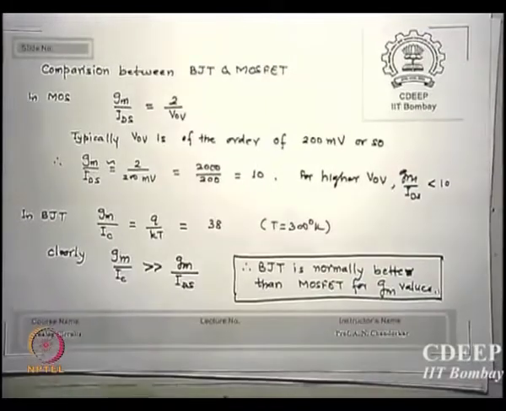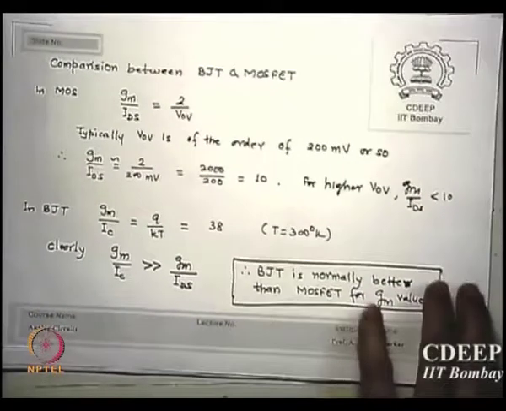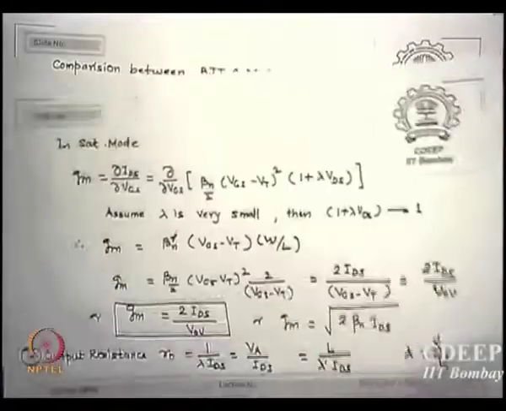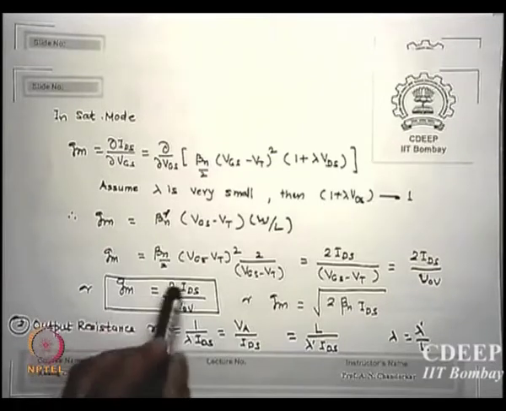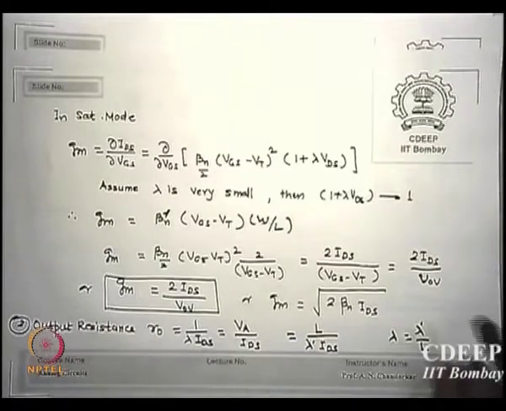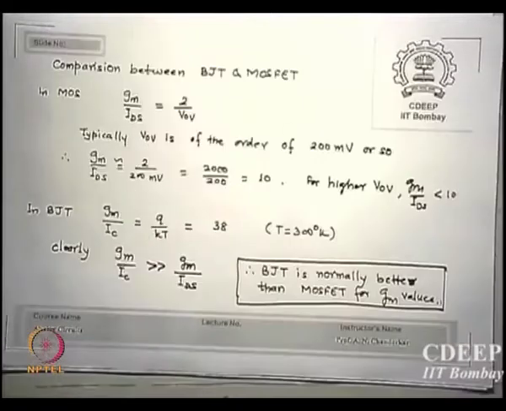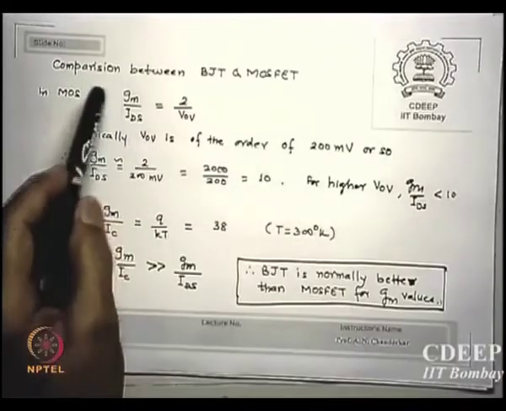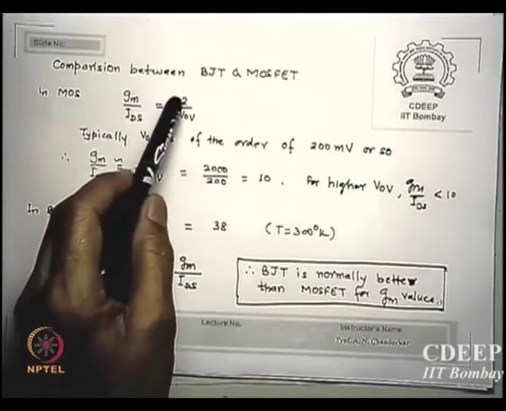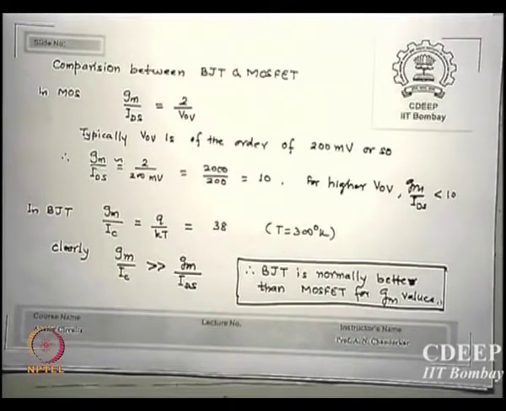So if I compare the two before we go to circuits, I wrote an expression GM is equal to 2 IDS by VOV. Is that clear? GM is equal to 2 IDS by VOV. If I use this expression, I get GM by IDS is 2 by VOV. Is that okay? Simple.